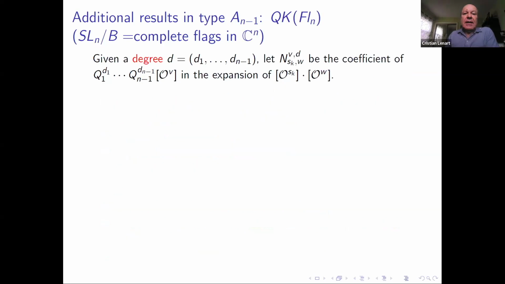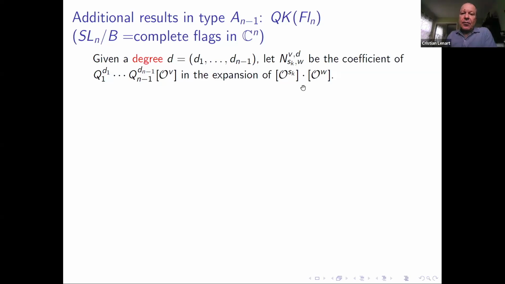And then we have some additional results for type A. So here we just look at quantum K-theory of FLN. So FLN is SLN mod B, or the variety of complete flags in C to the N. So we look at the Chevalley formula. So this should have been star here. Dot is reserved for the K-theory product.